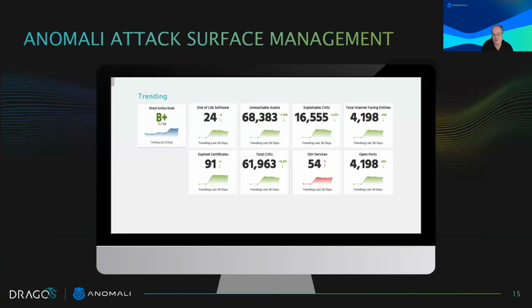So number one, let's understand your attack surface. In the Anomaly platform, we have an attack surface manager. We can take a look at your infrastructure and give you a grade. Everybody wants an A. In my example here, we have a B+. We're identifying end-of-life software, unreachable assets, exploitable CVEs, total internet-facing entities, expired certificates, your total CVEs, SSH services, and open ports in the environment. So these are all the exposures that you have to give access to, as Magpie mentioned, the adversaries out there in the environment.